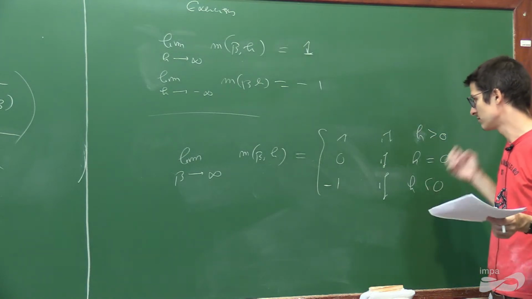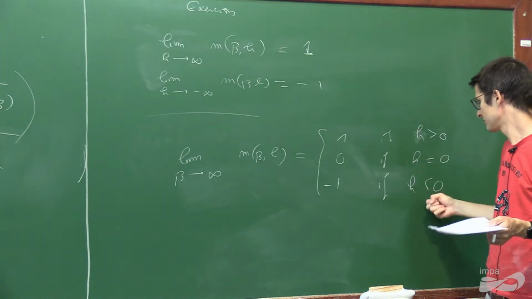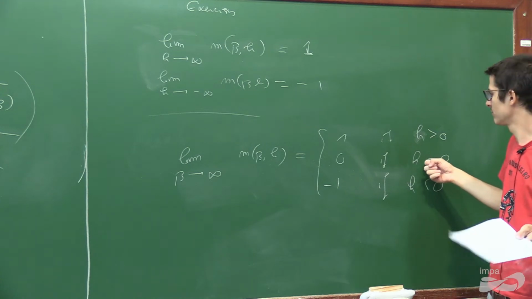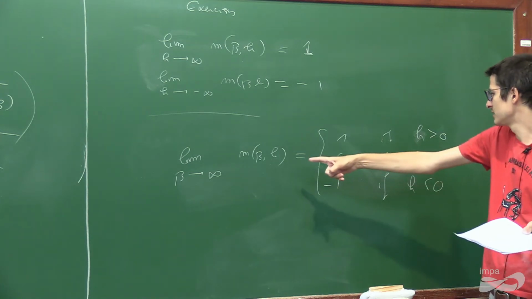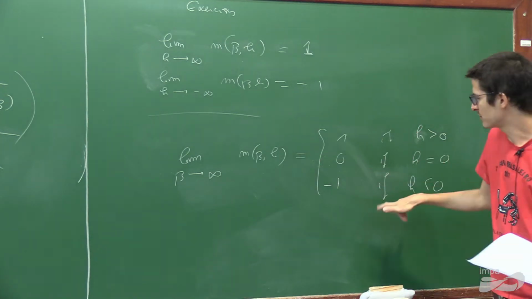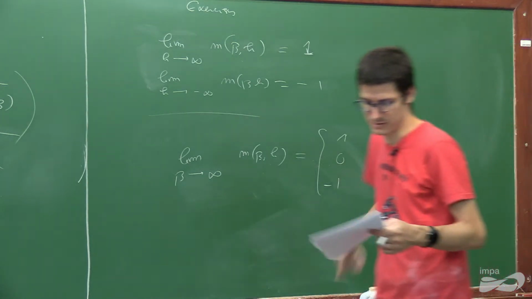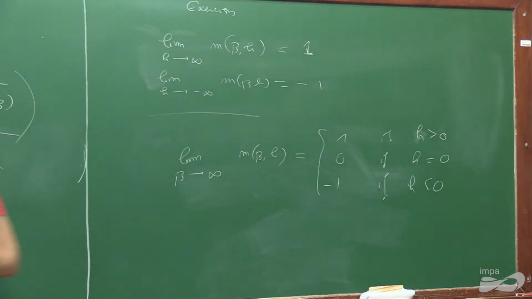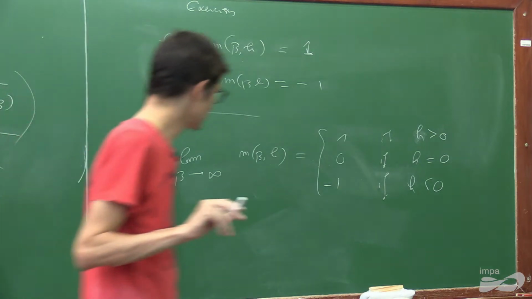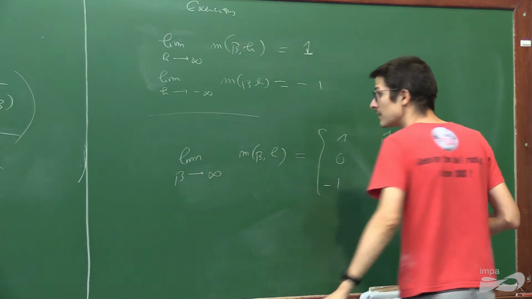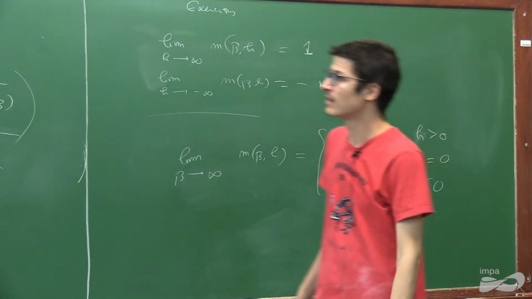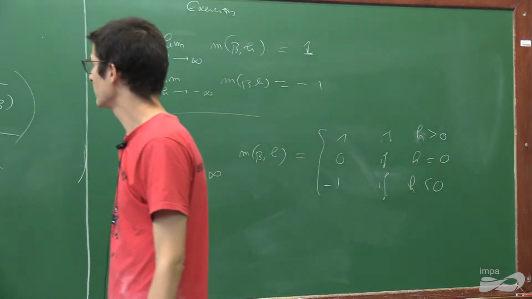And m(β, 0) is equal to 0. This is just by symmetry, and this is also by symmetry. Any questions about the result?